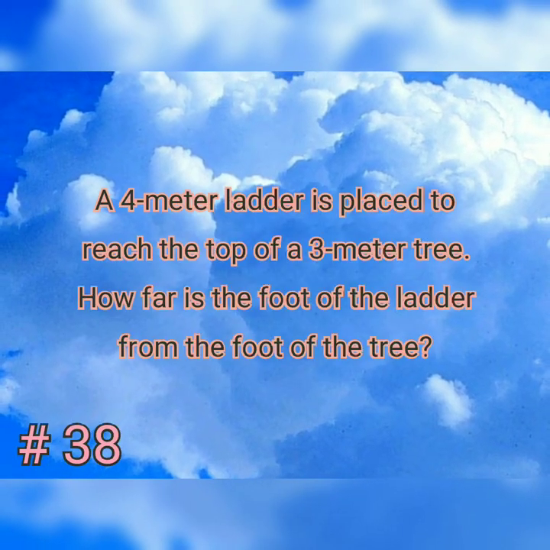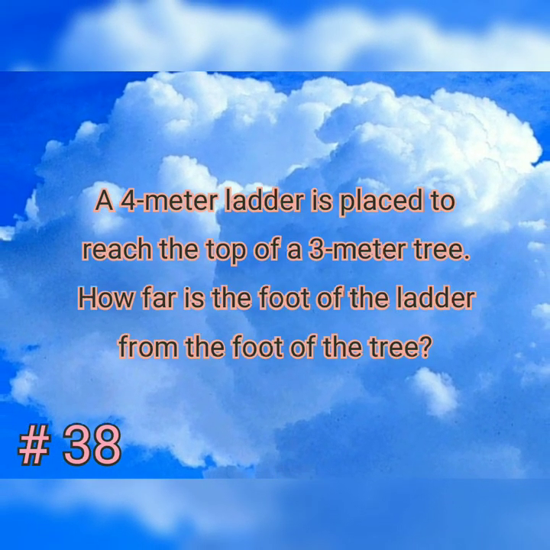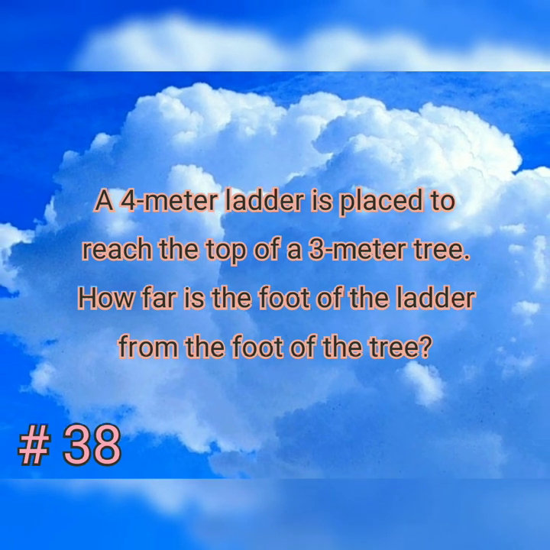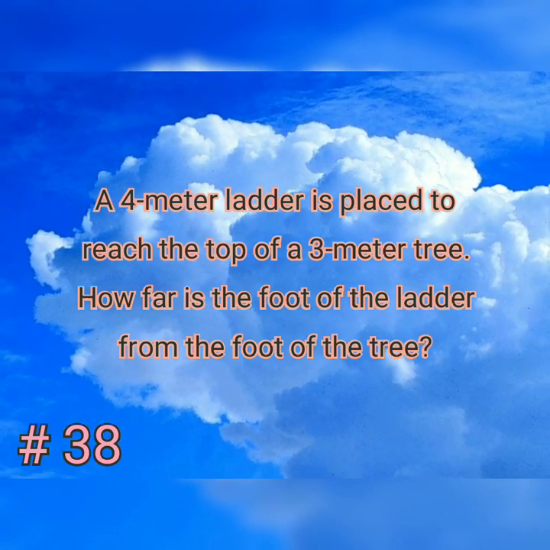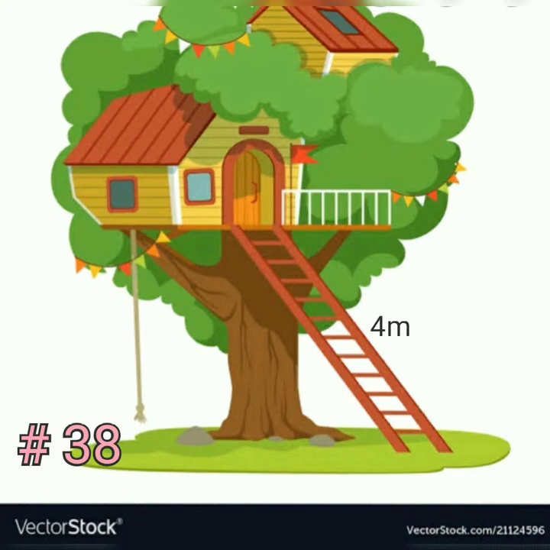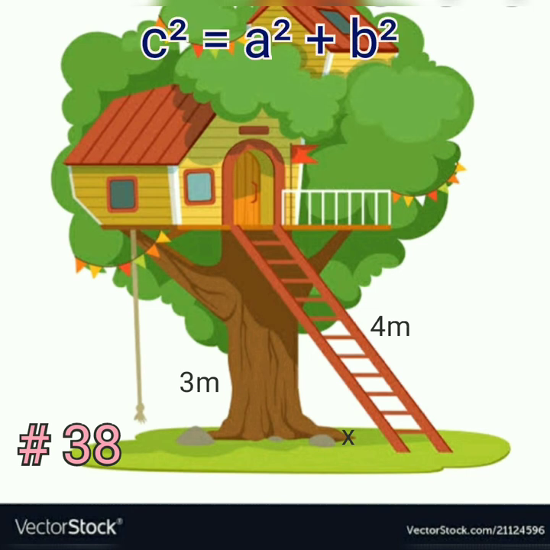A 4-meter ladder is placed to reach the top of a 3-meter tree. How far is the foot of the ladder from the foot of the tree? Take note that the ladder is 4 meters while the tree is 3 meters. We are to look for the distance of the foot of the ladder from the foot of the tree. Since a right triangle is formed, we can use the Pythagorean theorem.